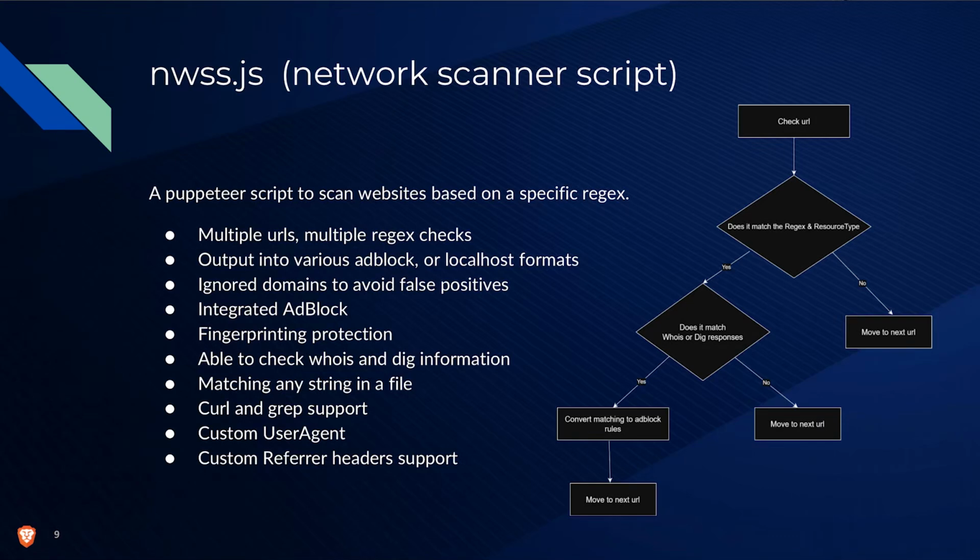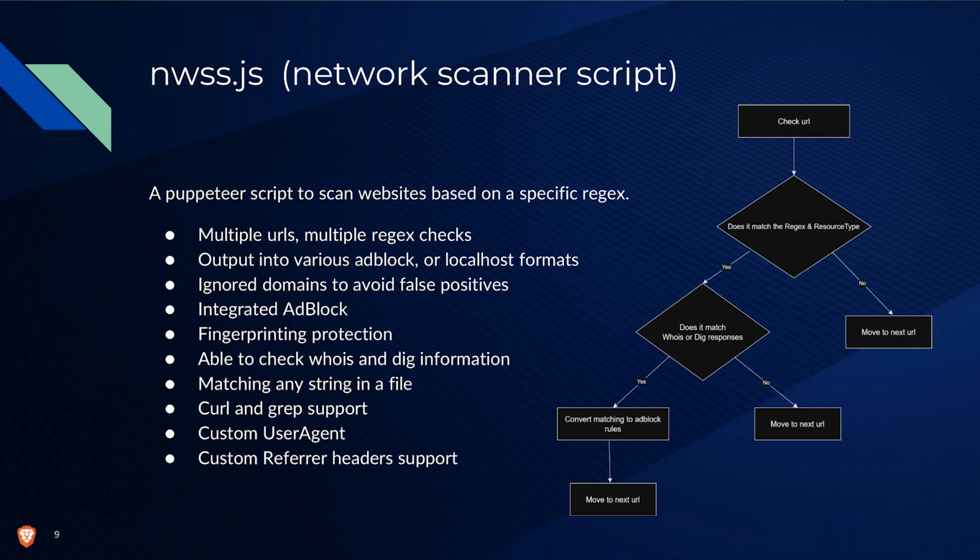So, introducing a network scanning script. It's a Puppeteer script that will scan the web and output various Adblock rules. It has an integrated ad blocker in it. It has fingerprint protection as well, so the site doesn't know that you're running a Puppeteer script. It's got custom user agents and also custom referrers, because often if you link directly to a website, the referrers can be checked to block access to it.